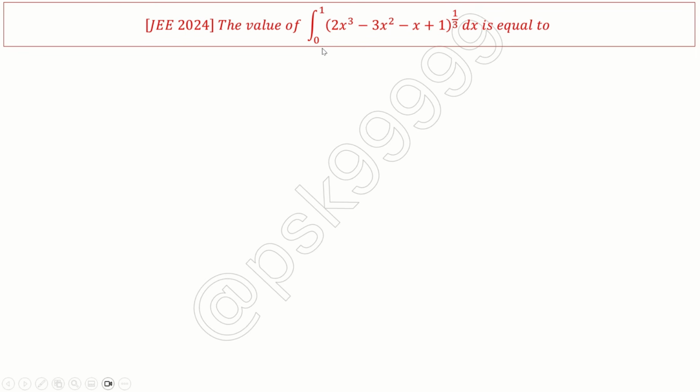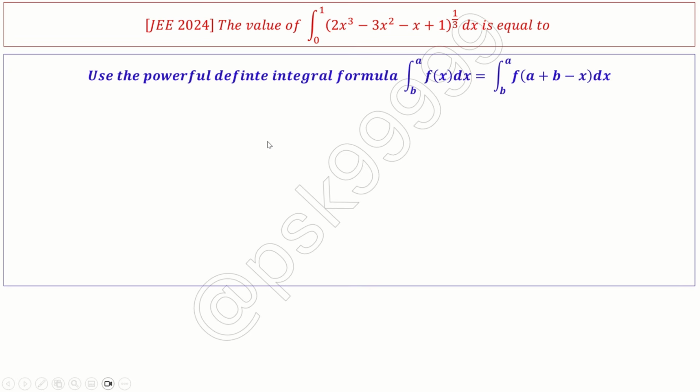So look at this. This is a definite integral problem. So the first thing in definite integrals we should apply is, I always say, the powerful definite integral formula, or the King's rule, like some people call it. So apply this and see what happens. Integration from b to a of f of x dx is nothing but integration from b to a of f of a plus b minus x dx. x should be replaced by sum of limits minus x. Same thing we'll do here.